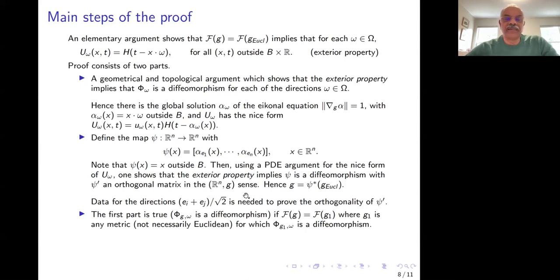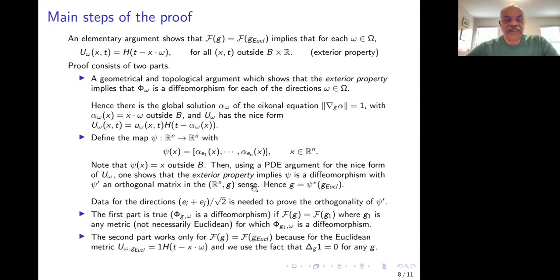The second part is more specific to the Euclidean metric, where you're comparing G to the Euclidean metric. And it's for a very simple reason: in the Euclidean case, the solution is just the Heaviside function of T minus x dot omega, times u omega. And there is this one. So this little u is actually one in the Euclidean case. And we use the fact that this one is a solution of Laplacian G of 1 is 0.